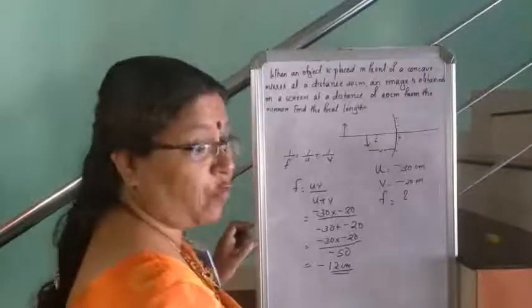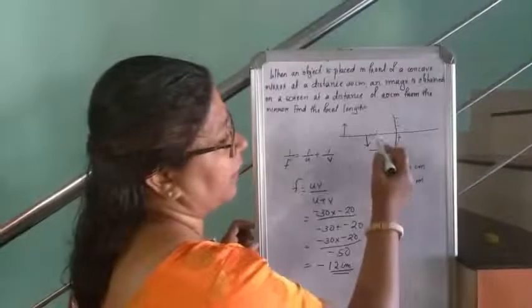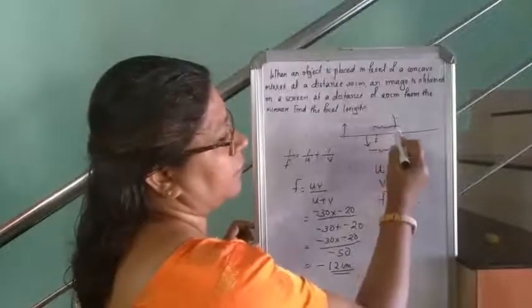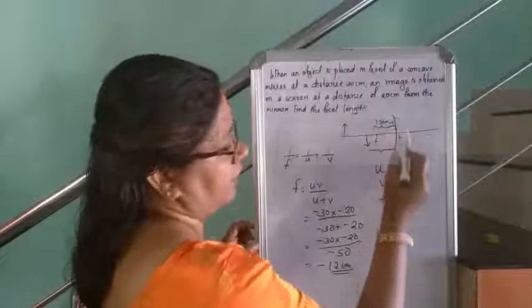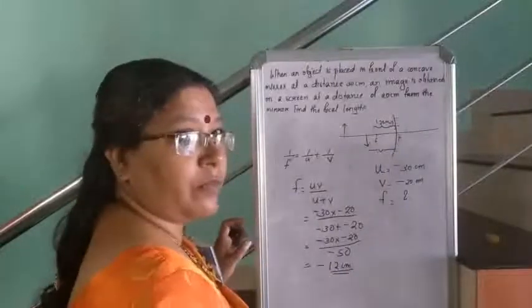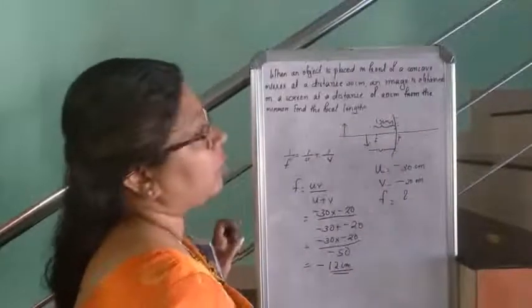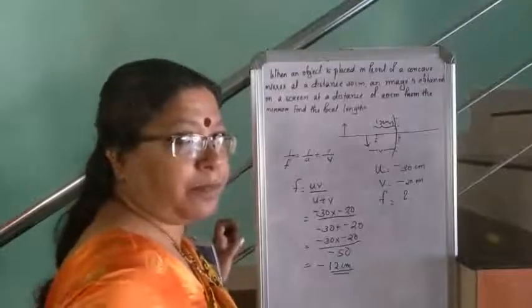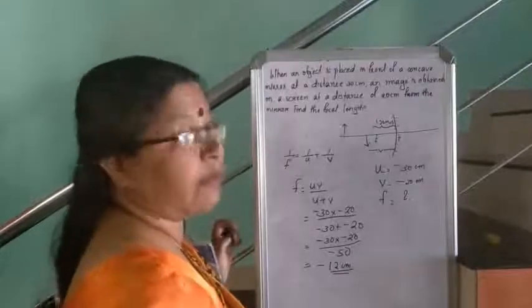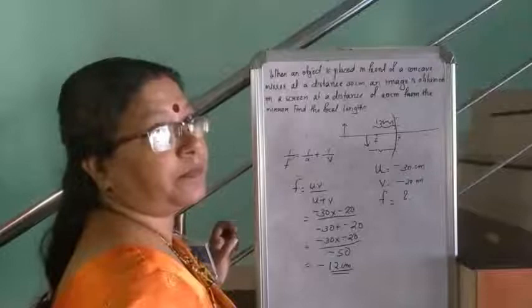So where is the focal length? Focal length will be here. That is the distance. Focal length is 12 centimeter. Understood? This is how you should do a problem. Next, we will move on to the next question.